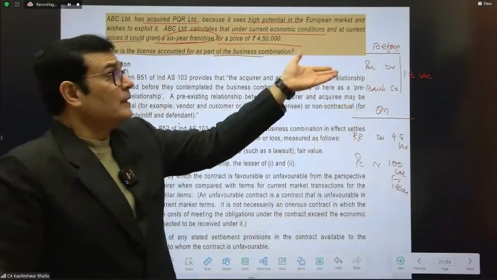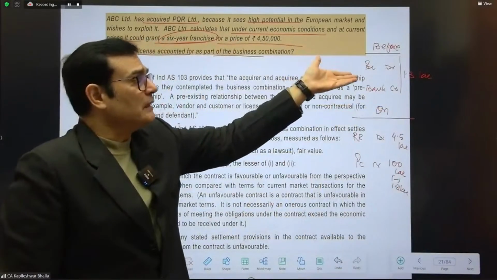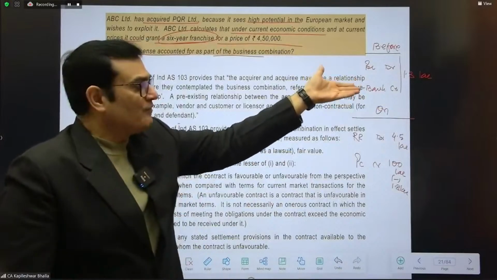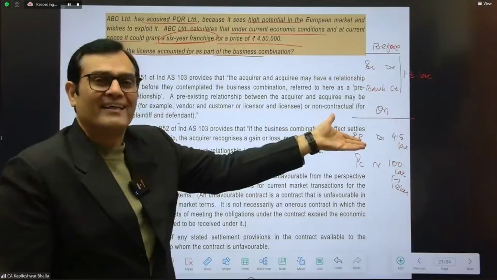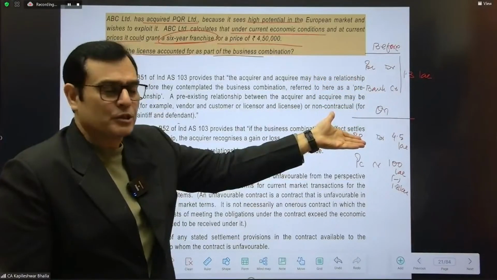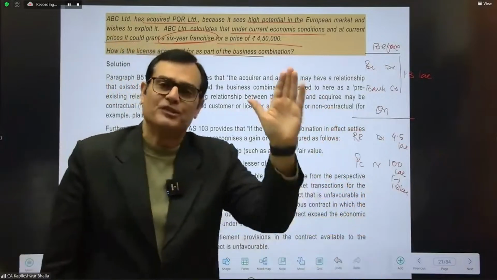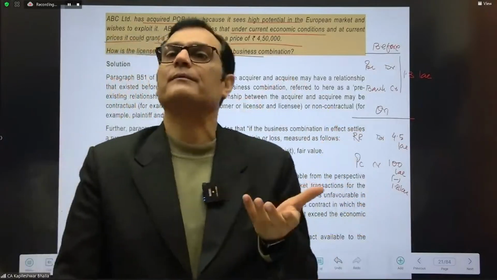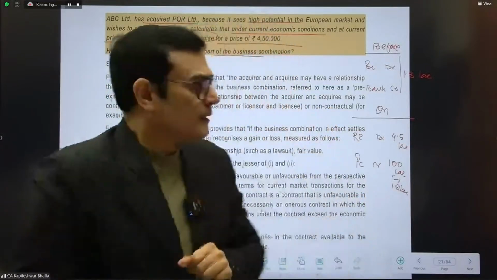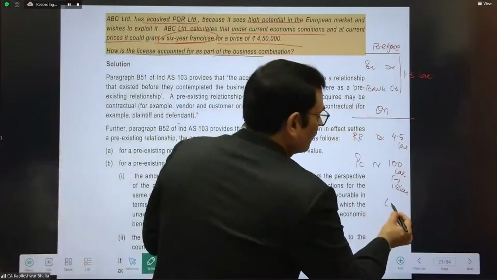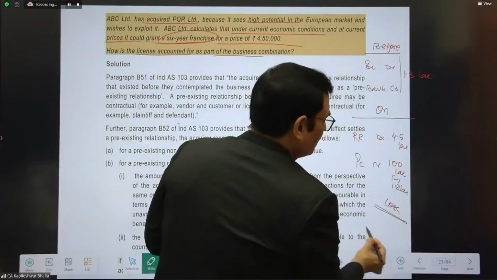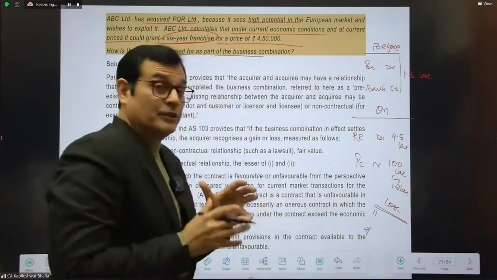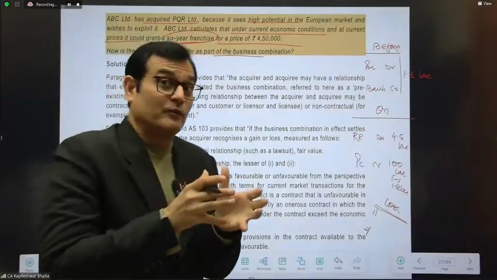So what have we done? We've taken the entry for the penalty payment, 1. We've taken the reacquired asset back in the books of accounts, 2. And we've reduced the PC to the extent of penalty. Simple and straight. It is only that when we were calculating the amount of gain or loss, we wanted to compute, number 1, the difference between the fair value and the book value.